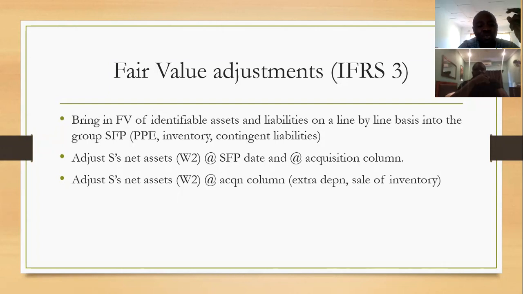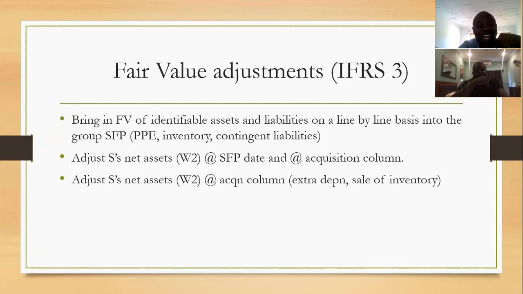So you go to working two, you make sure that in working two, you adjust. If it is the inventory that has to be adjusted, you are actually going to give fair value adjustments, meaning that that inventory has to be adjusted. If it is property, plant, and equipment, so be it. If it's contingent liabilities, you have to do it.